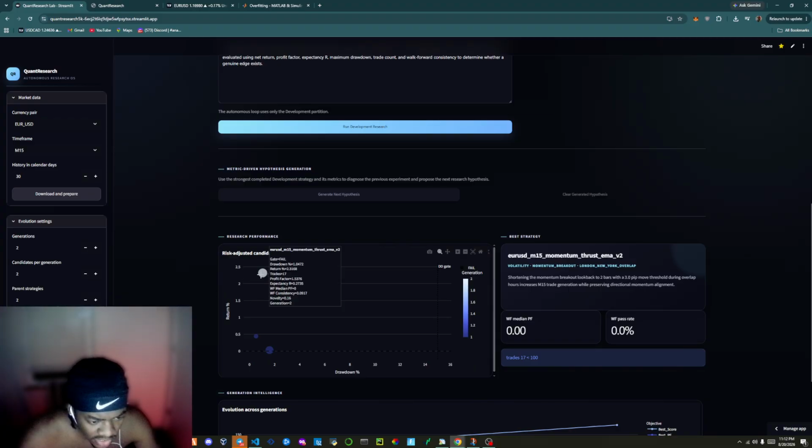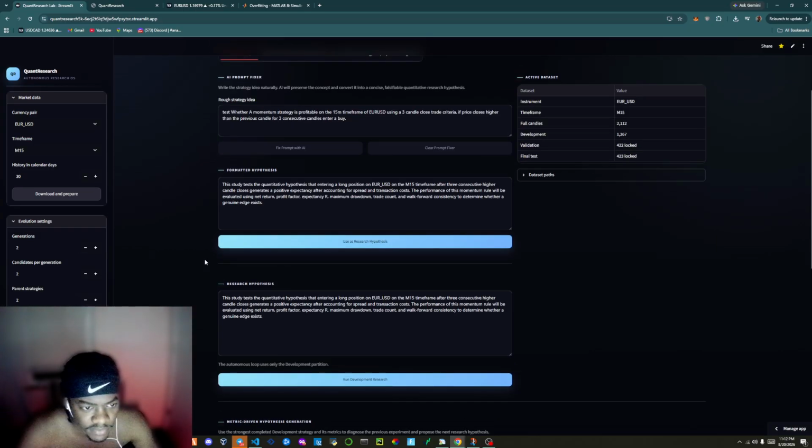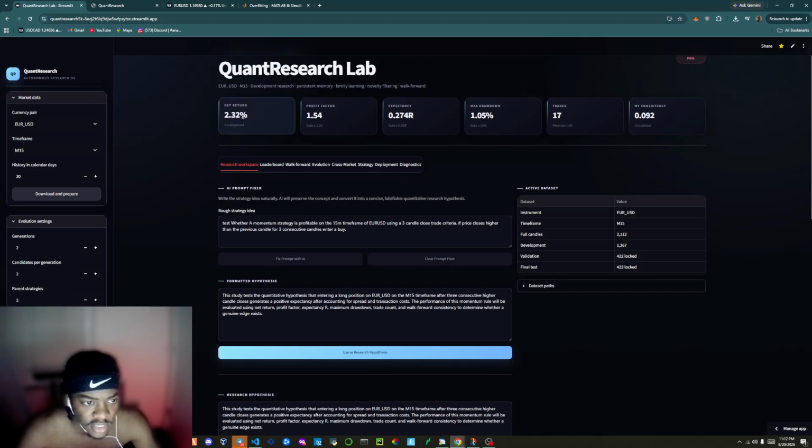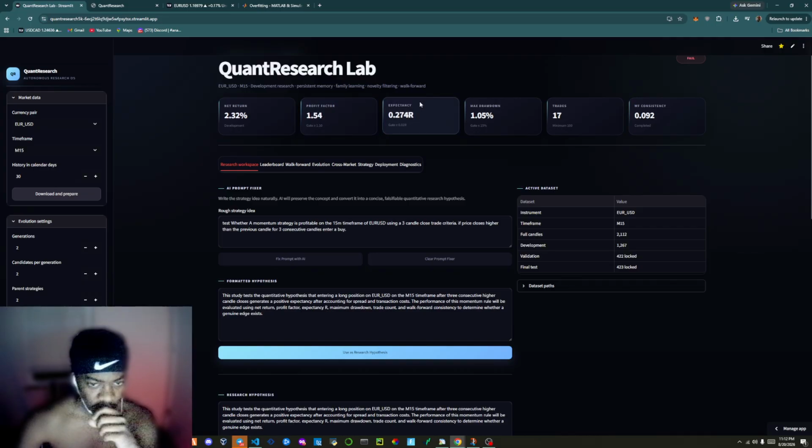So it looks like we got a profit factor of 1.5, which is actually pretty good. That's one of the best. Yeah, a return of 2.3% over the last 30 days is pretty darn good for an algorithmic trading system. It could be better, but nonetheless, it is profitable. Profit factor 1.54. Anything over 1.0 is profitable.